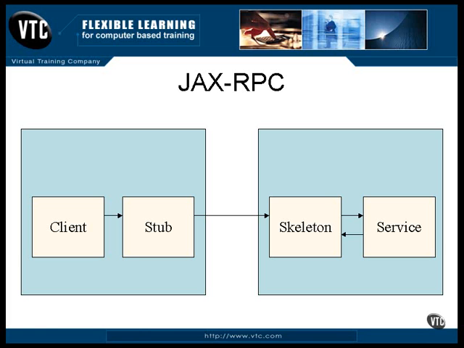The skeleton, or the tie, then packages the returned value as a SOAP message and returns it to the stub. The stub then converts the returned data into the form expected by the local caller and uses it as the returned argument to the client. The service may have a number of methods that are called in this same way.